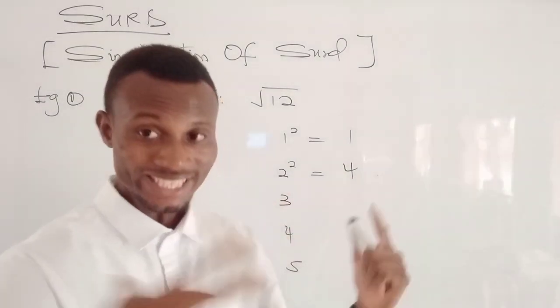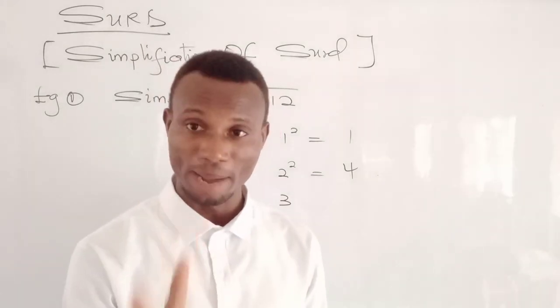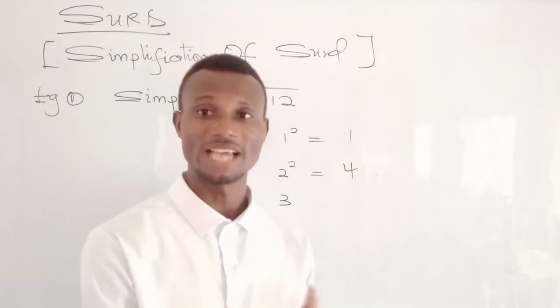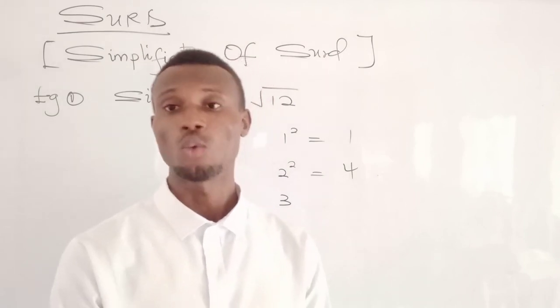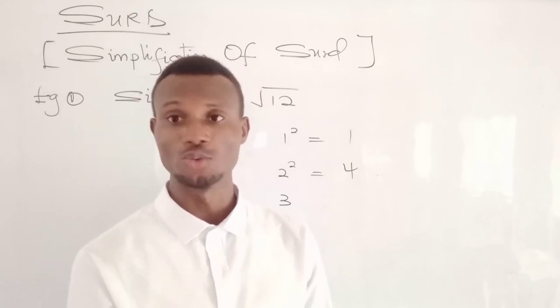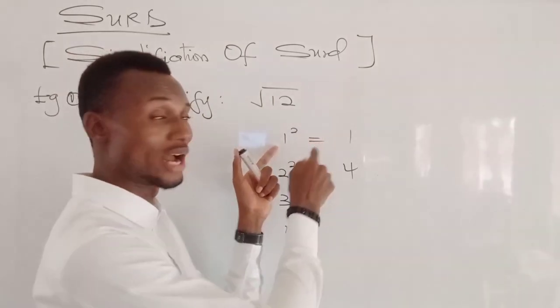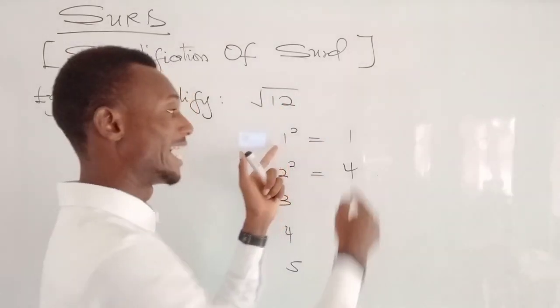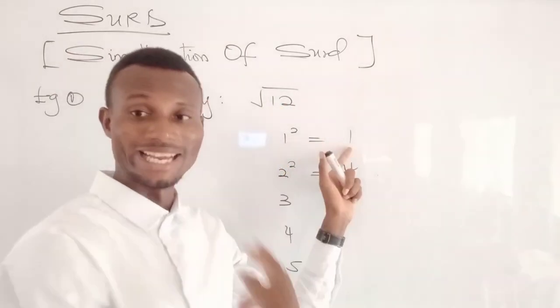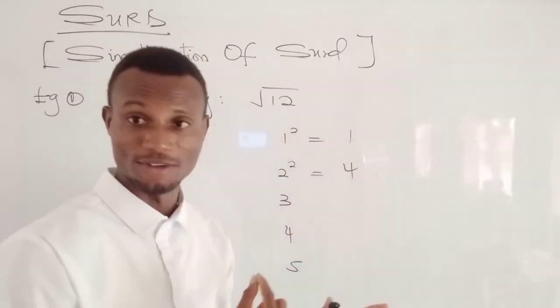In other words, when you multiply any 2 similar numbers, the result gives a perfect square. Look at this one: 1 squared means 1 times 1, and it gives 1. So this 1 is a perfect square. A multiplication of 2 similar numbers gives a perfect square.